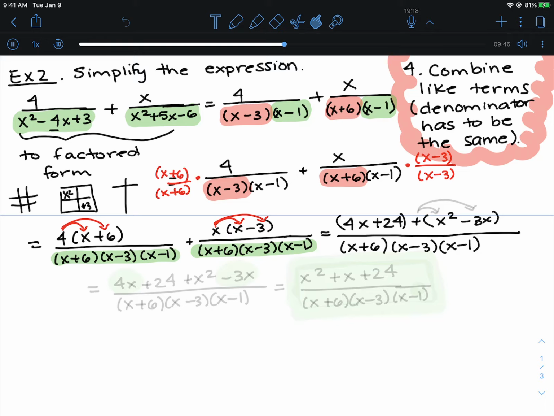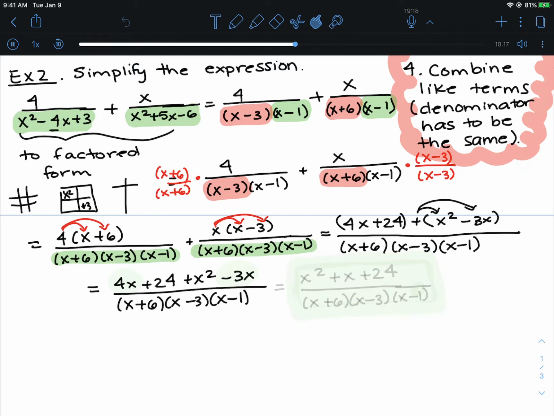Okay, so here I have a plus sign. So this plus sign isn't really going to change much. That means that these parentheses can drop down because you're literally just going to distribute the positive, but a positive times anything is just going to remain the same. So you're going to have 4x plus 24 plus x squared minus 3x divided by x plus 6, x minus 3 times x minus 1.